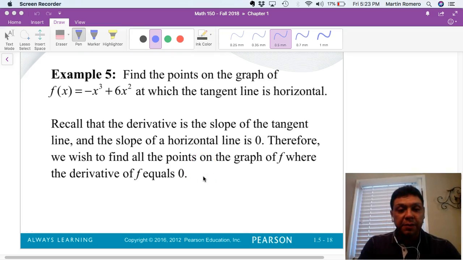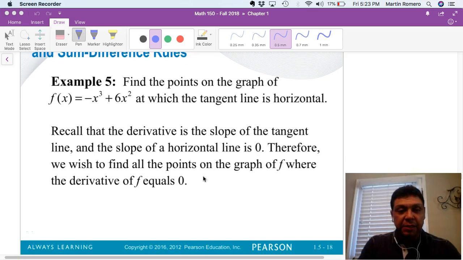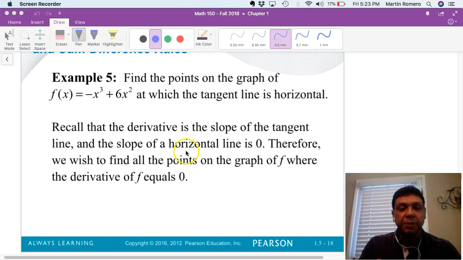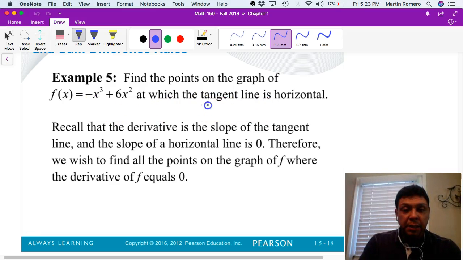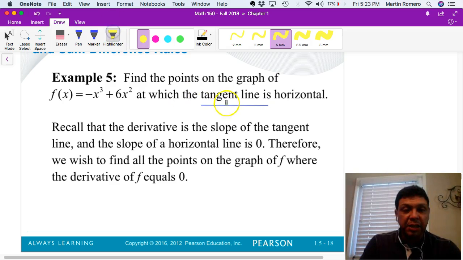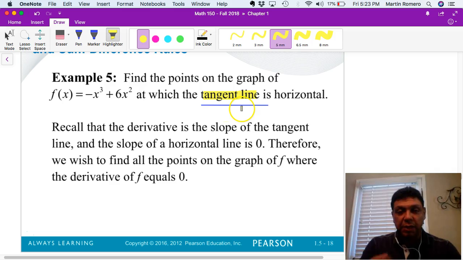The last part of the last video for this section is on this example here. Find the points on the graph of f of x, a function, at which the tangent line is horizontal. As we're talking about the tangent line, that goes back to my introductory video: what we're looking at is trying to find the derivative.